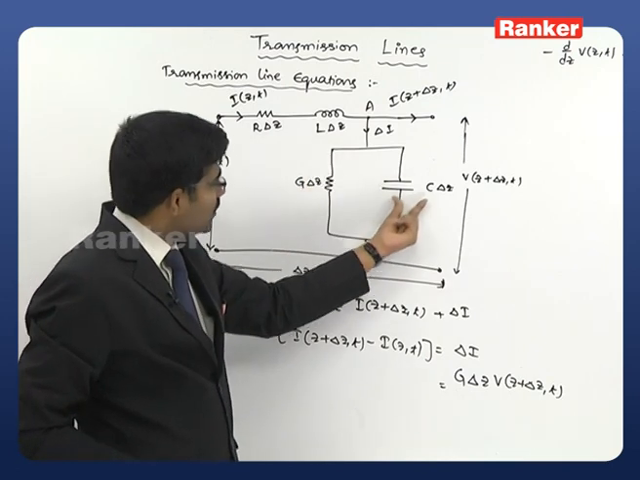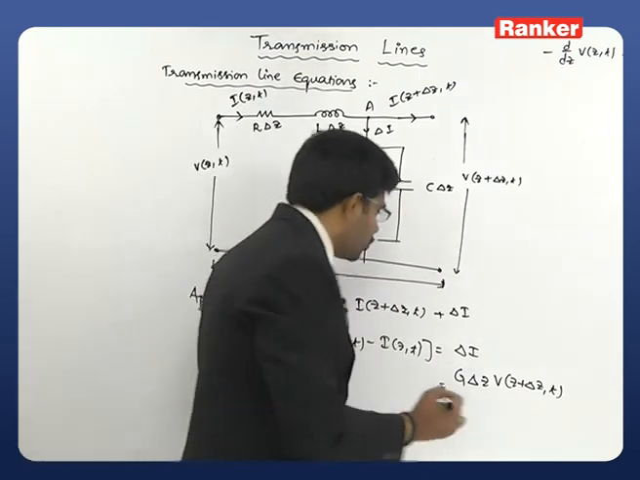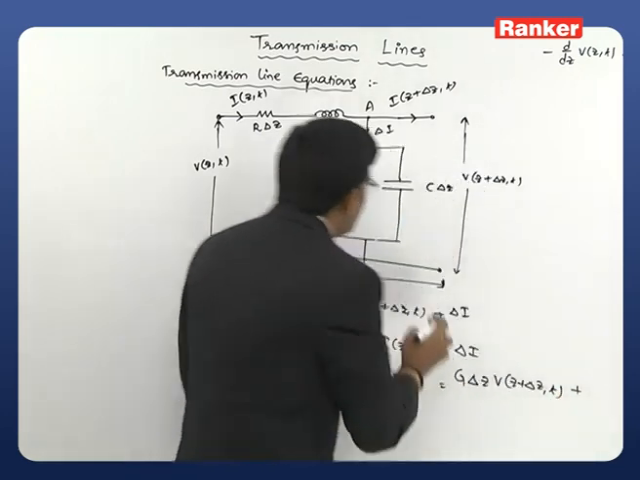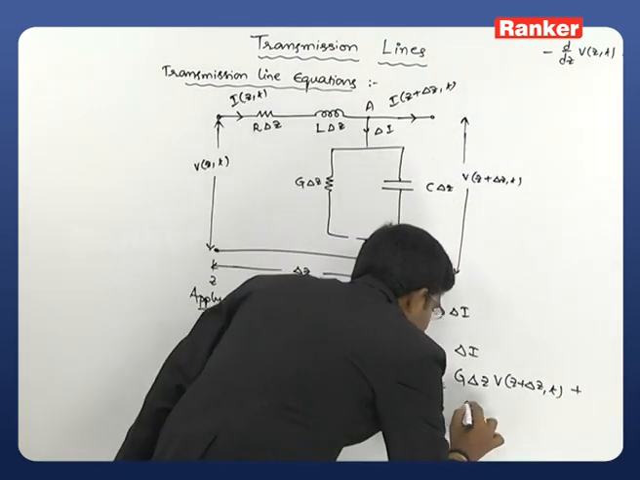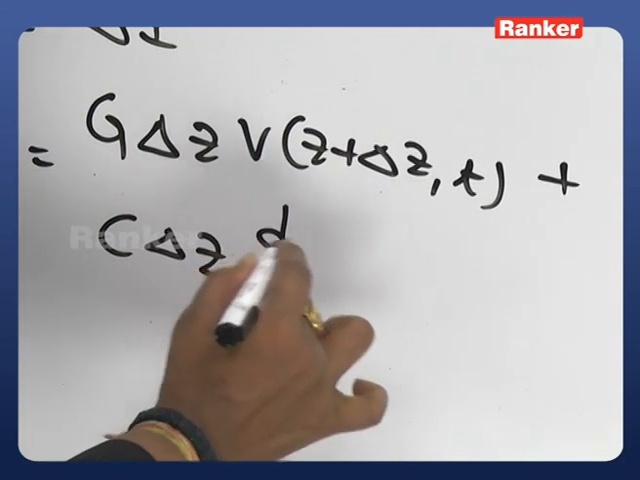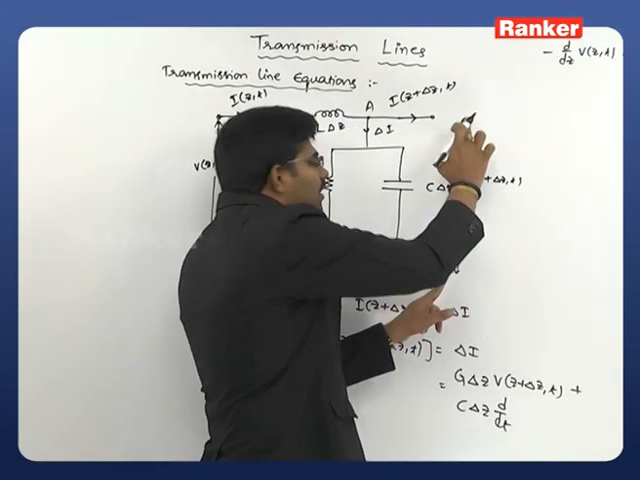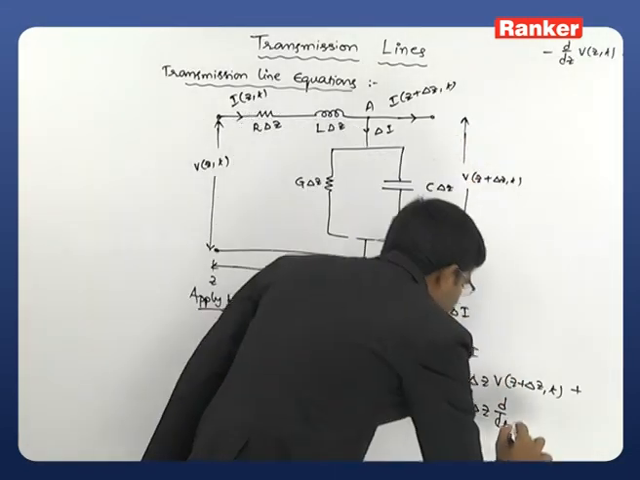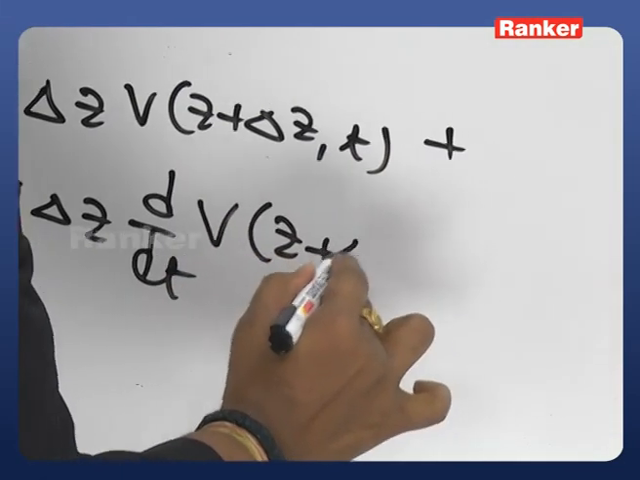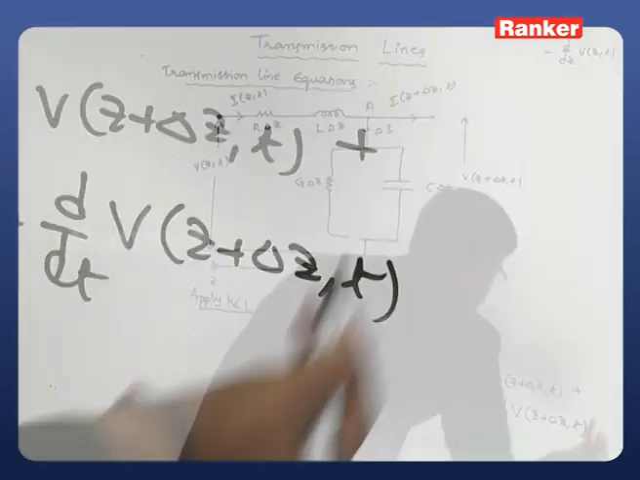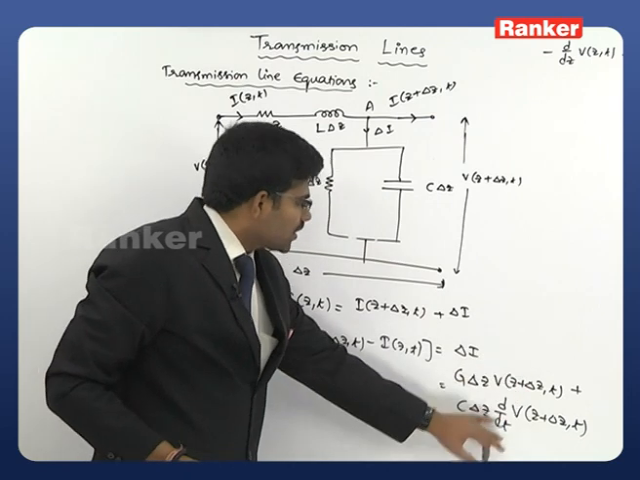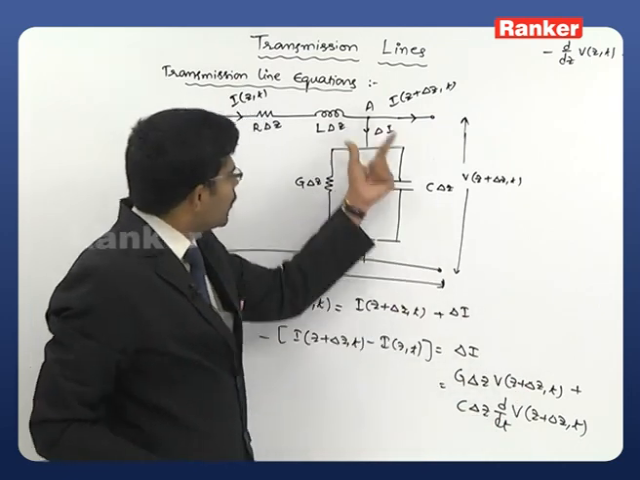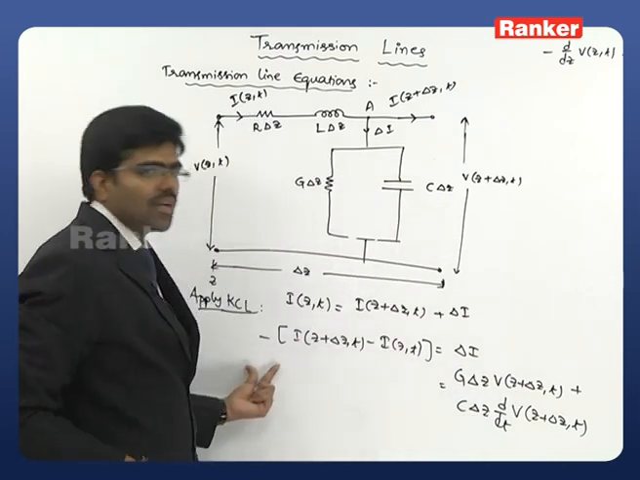Now we have one more current that is flowing through the capacitance, that will be added to this. The current which is flowing through the capacitor is equal to C delta z d by dt of the potential across this one. The voltage across this one is V of z plus delta z comma t. This entire term is equal to the current which is flowing through this particular term, which is equal to the left hand side term.